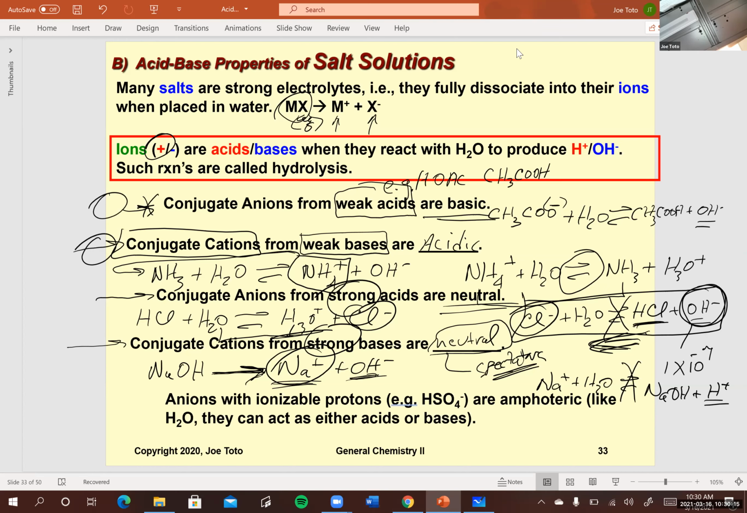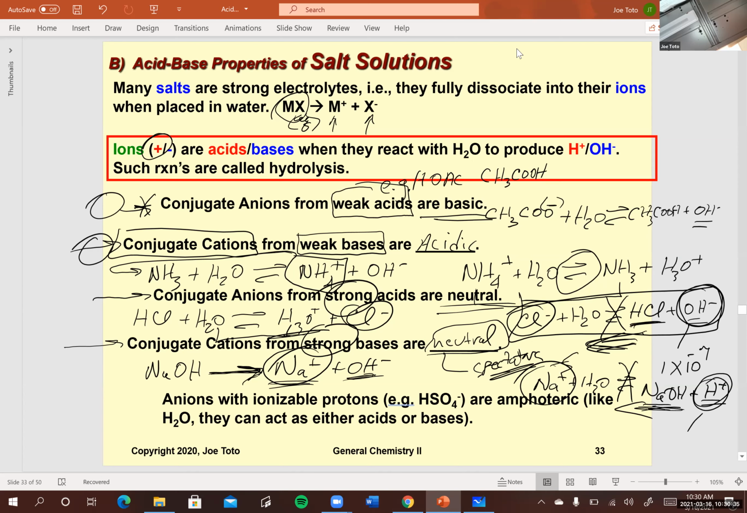That's not going to push that equilibrium towards a strong base. Besides, we know from our solubility rules that this is completely soluble, sodium in anything. And so this is going to lie to the left, spectator. It's not going to change the pH from 7. It just doesn't add any more hydronium than is already in pure water.